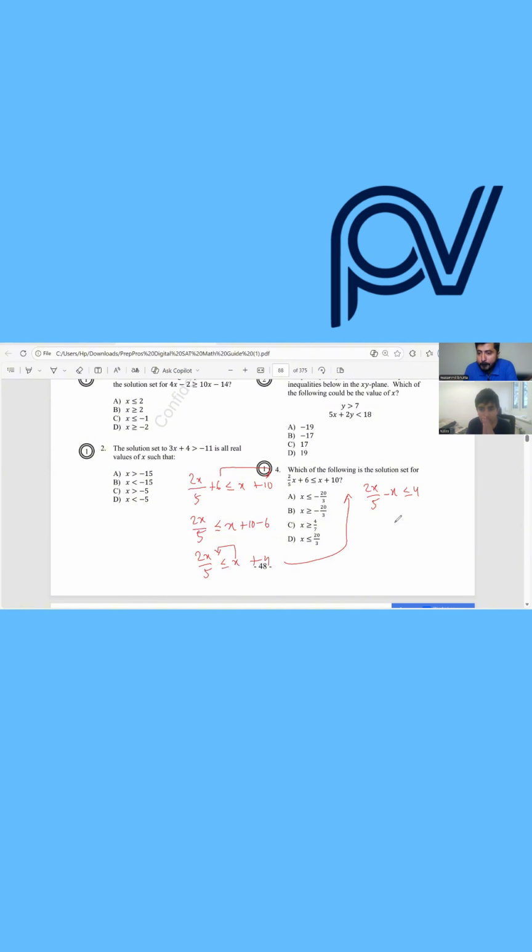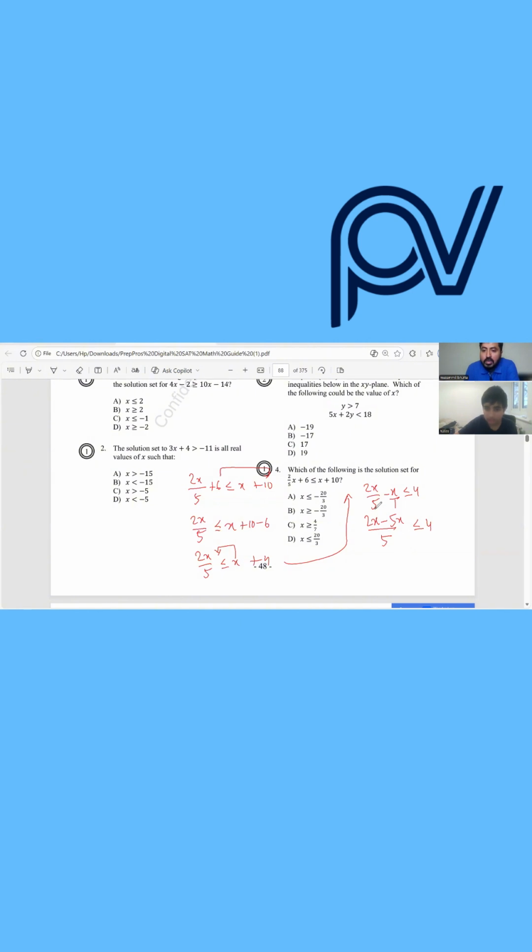Yes or no? Yes. If you find the LCM, you can say that the LCM will be 1 or 5, right? So we should write 2x minus 5x over 5 is less than or equal to 4. Yes or no? Yes. I'm confused on this part.